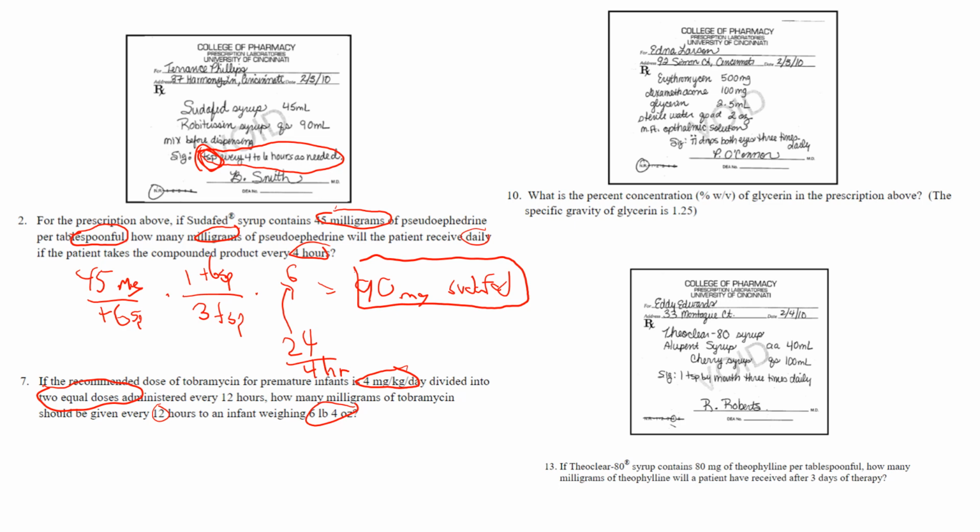Since we know it's 4 milligrams per kilogram per day, similar to the problem on the previous page where we knew it was 20 milligrams divided by 4 doses, we're just going to divide this one right away. So we know that it's 2 milligrams per kilogram per dose. And again, that's just 4 divided by 2 because of the 2 equal doses.